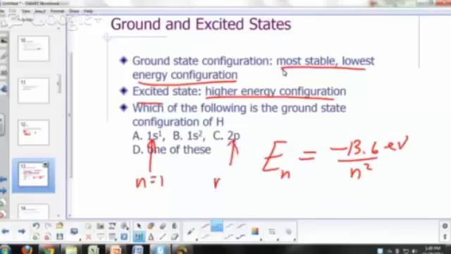What's n for this one? n equals 2. What's n for this one? But we're looking at the ground state of hydrogen, so it can't be this one, right? Well, what's wrong with B? You've got 2 electrons. Hydrogen has only 1 electron. So the lowest possible energy electron configuration for a hydrogen atom would be if your electron is in the 1s orbital.